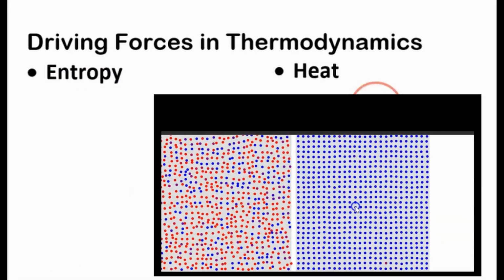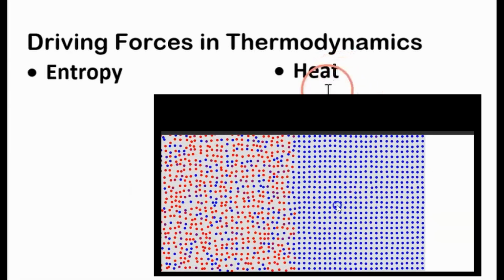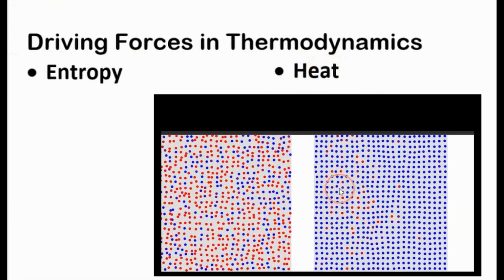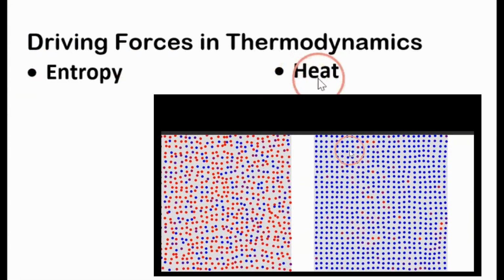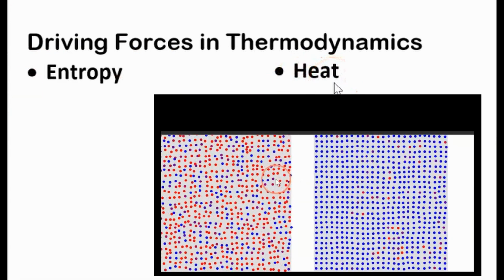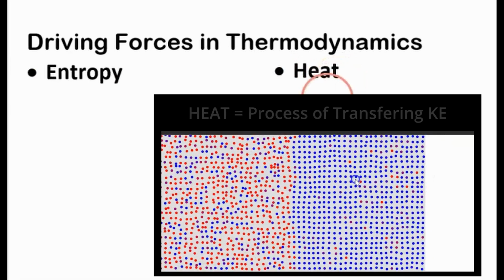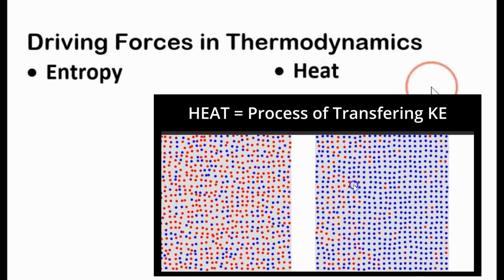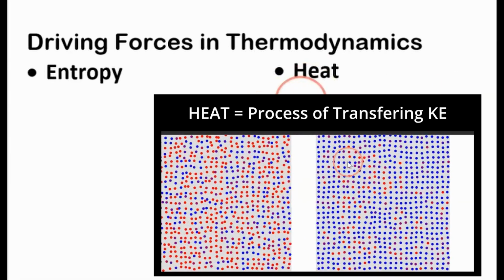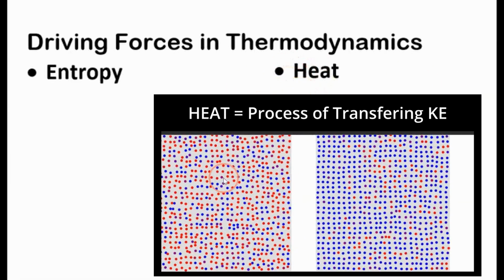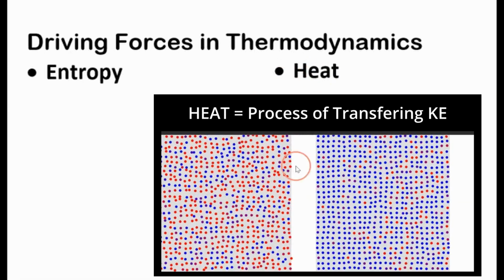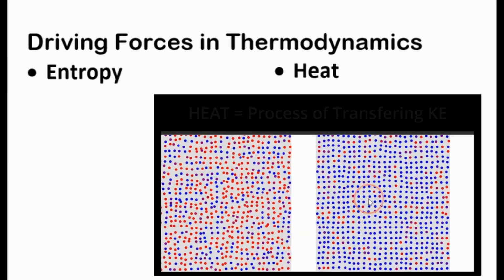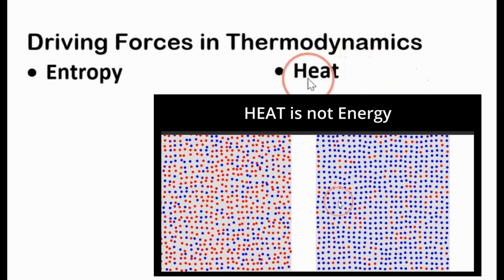And heat is very much similar to that. So heat is not a thing. Heat is a process. It's the process of how energy is transferred. And it's the transfer of specifically kinetic energy, this bouncing around of molecules, from a hot body, so a temperature that's hotter, to a body that's colder. That process, that transfer of kinetic energy, is called heat.